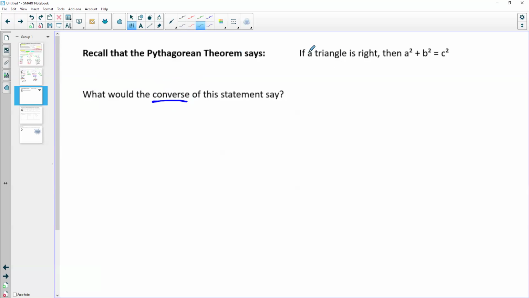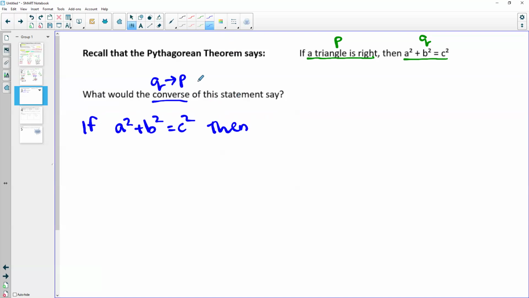In a conditional statement, a statement basically that has the words if and then, this represents your hypothesis P. This represents your conclusion Q, right? What the converse does is instead of writing P then Q, it swaps the order. So it's going to be if Q then P. So the converse of this statement would say if, but now I'm writing the Q part first. So if a squared plus b squared is equal to c squared, then now we're going to write P. Then the triangle is right.